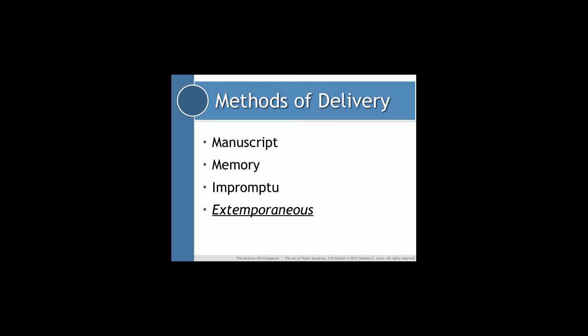Then some speeches are delivered impromptu, and impromptu means that you have little or no immediate preparation. And that can be effective if you know generally what it is you're going to talk about. But if somebody asks you a question, you get that deer in the headlights thing going on, and you're just trying to basically think of something to say. Again, that can be a pretty frightening experience.